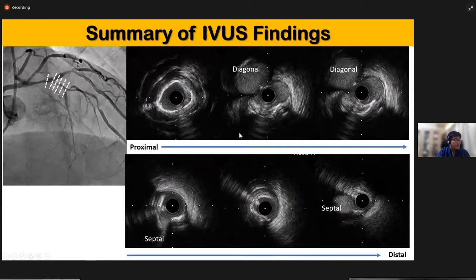So this is a summary of our findings in this case. This is a diagonal branch. This is the target region site. As I already mentioned, we can see the superficial and eccentric calcium at the opposite side of the diagonal branch. And we can see the circumferential calcium at the proximal site.